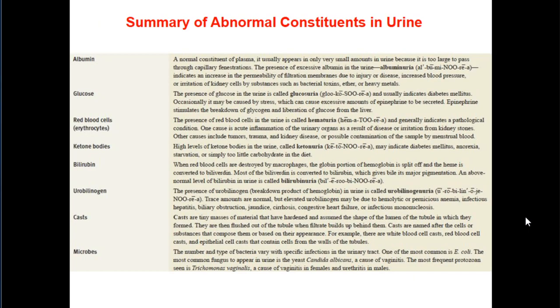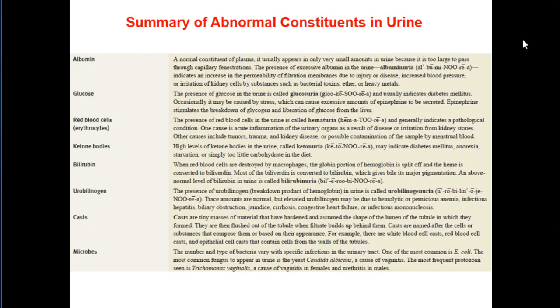And here you can see a brief overview of pathological findings which could be present in urine. You remember that albumins should be absent because under normal conditions, the filtration membrane is not permeable to large molecular weight proteins, which means if they appear in urine, which is called proteinuria, the filtration membrane is damaged.